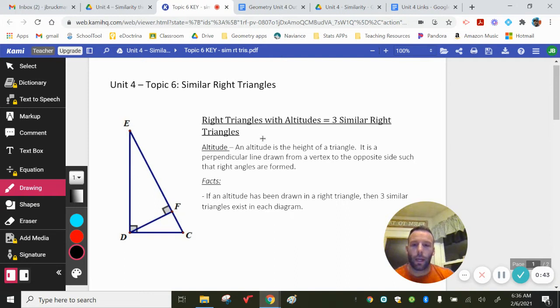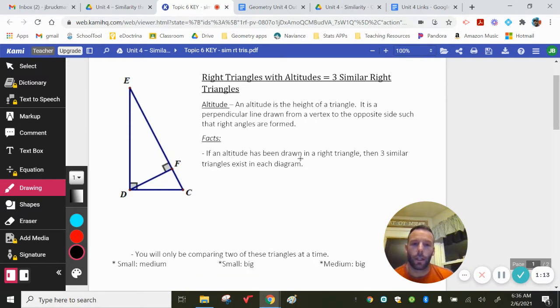Remember, we've talked about an altitude before. An altitude is the height of the triangle. It's a perpendicular line drawn from a vertex to the opposite side so that a right angle is formed. So in a right triangle, one of these sides that are perpendicular to each other can count as the altitude. But in this case, there's another altitude drawn from the point D to point F. D is a vertex. It's perpendicular to the opposite side, so that's an altitude here. So when the altitude has been drawn in a triangle, then 3 similar triangles exist in the diagram.